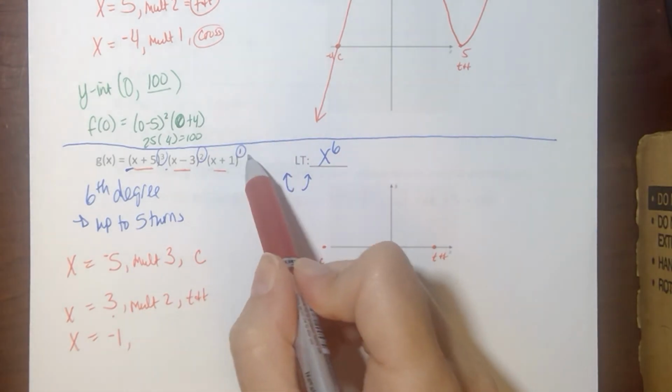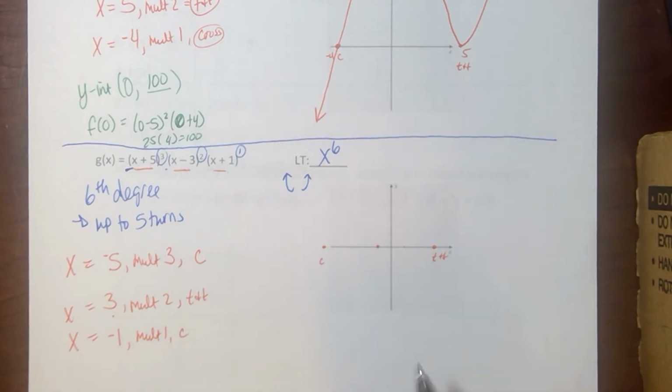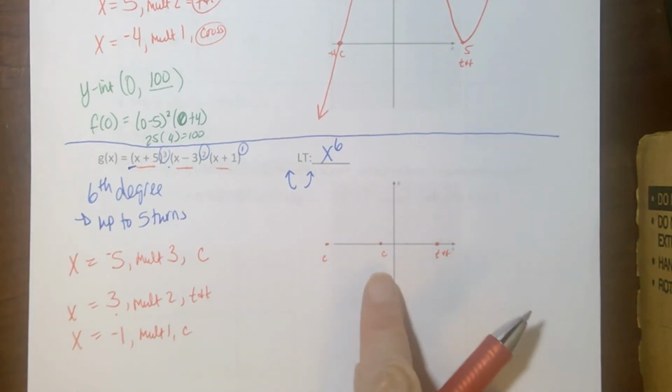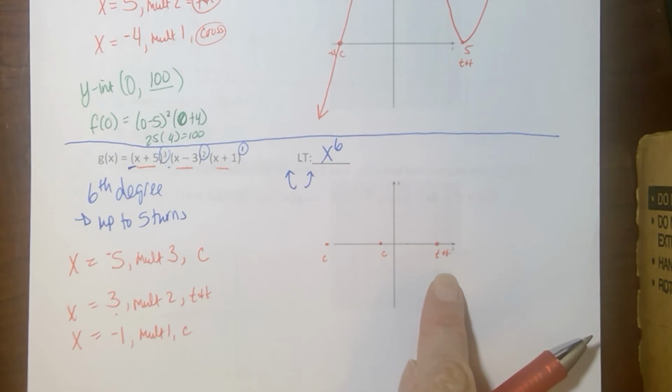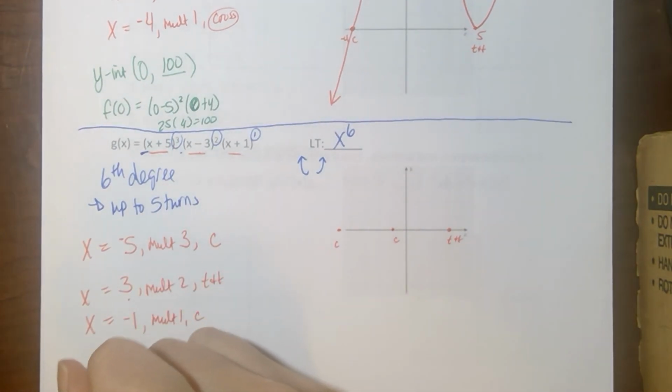At -1, my multiplicity is 1. That's an odd number, so at -1, it's going to cross. Now notice that I just made myself notes here, so when I get ready to sketch my graph, I won't mess that up. The other thing I need to think about is my y-intercept. That helps me out.